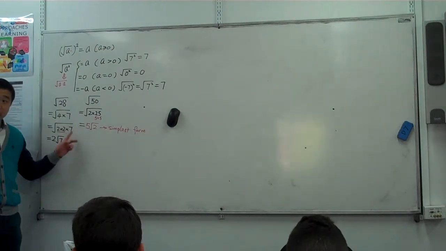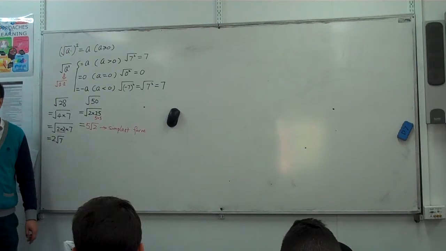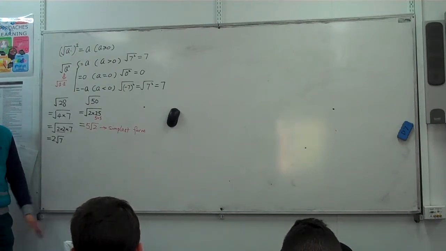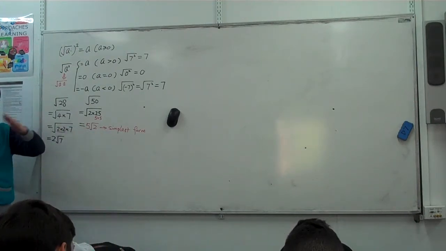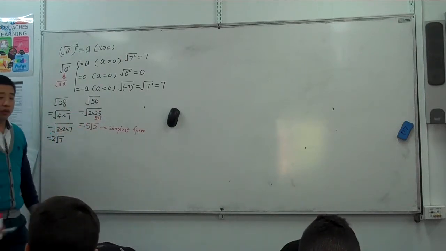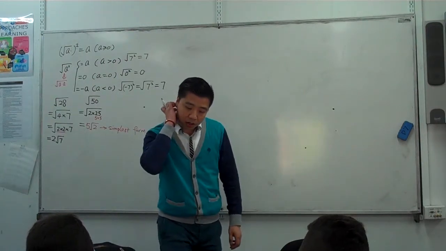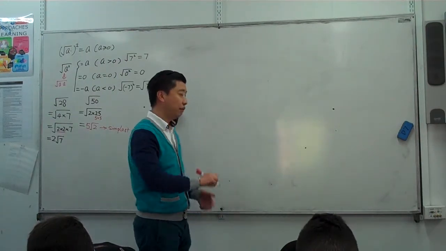Now always write in the simplest form. The reason is it's easy for you to do cancellation. This is only one step. In the future, when we do the calculations, you're going to combine with others. Now, try question C, square root 54.